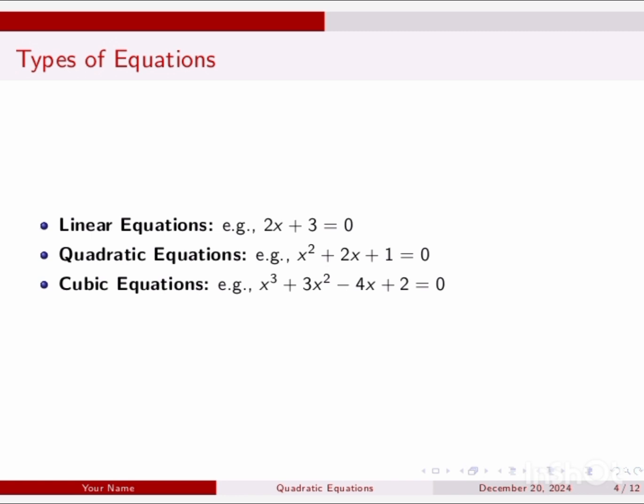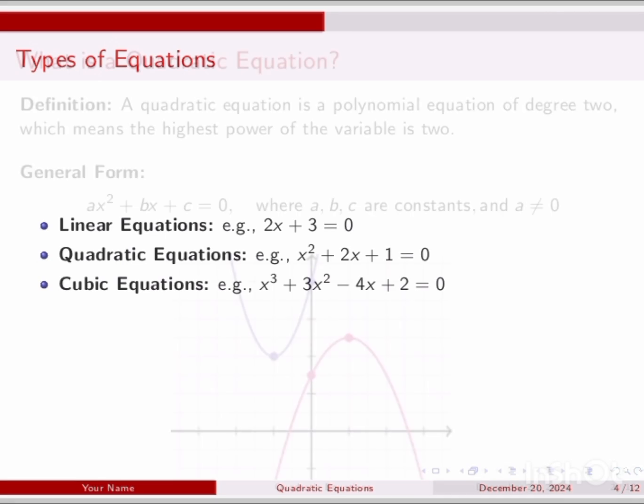In this slide, we are looking at three common types of algebraic equations, that are linear, quadratic, and cubic equations. A linear equation is a straight line equation like 2x plus 3 equals 0. A quadratic equation is an equation with the highest power of the variable squared, such as x^2 plus 2x plus 1 equals 0. Cubic equations such as x^3 plus 3x^2 minus 4x plus 2 equals 0 involve a cubic term, or x^3, and are more complex than quadratic equations. So these are just different forms of polynomial equations with different degrees.